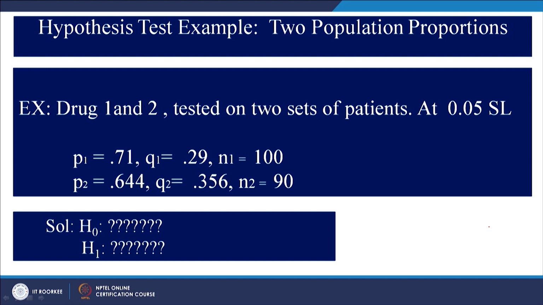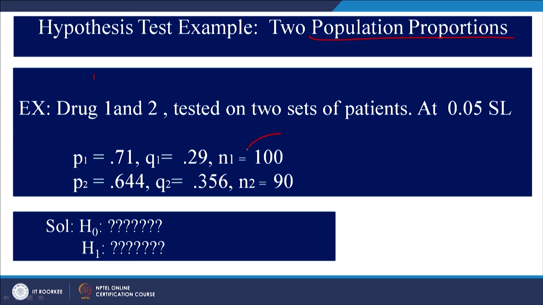So, let us say one more question on population proportion. Let us say there are two drugs, drug 1 and drug 2, and you have to see how effective these drugs are when you test them on two different sets of patients. When you give drug 1 to, let us say, 100 patients, it is effective on 71 patients, right, or P1 value is 0.71 or 71%.